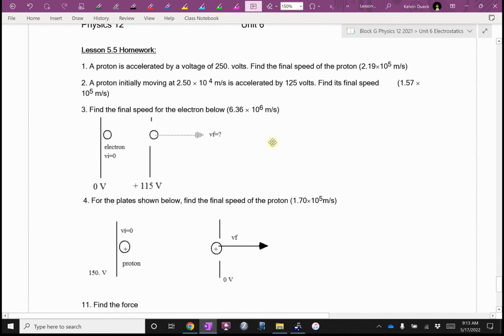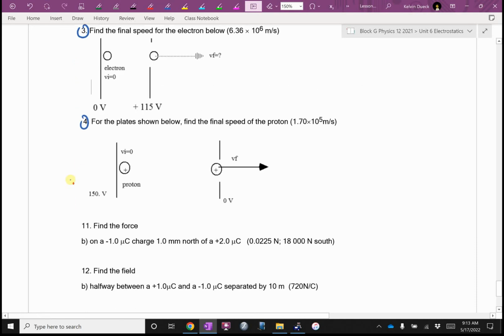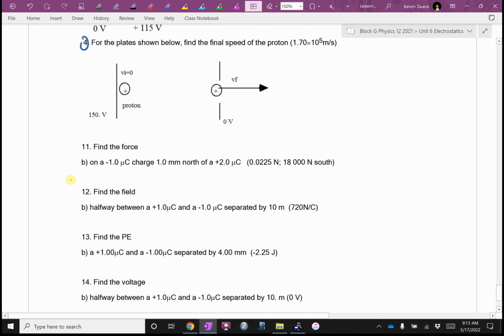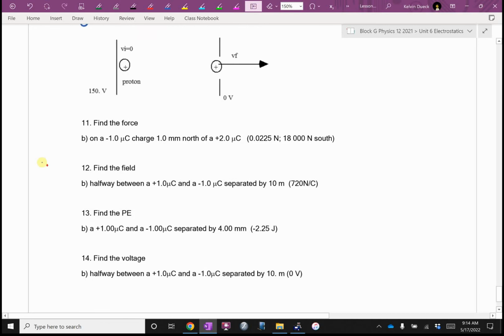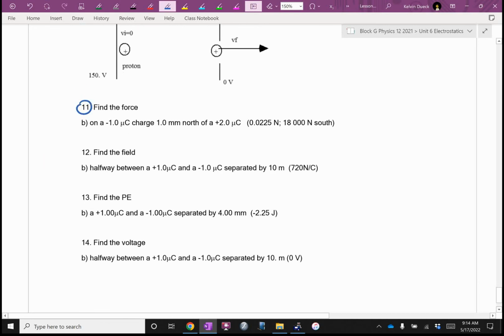What's your homework? Number 1 is good. Number 2 is good. Number 3 is good. Number 4 is good. You can skip 5, 6, 7, 8, 9, 10. 11 is good. 12 is good. 13, and 14. That's basically 11, 12, 13, and 14 are pretty much, this is what you can do with point charges.